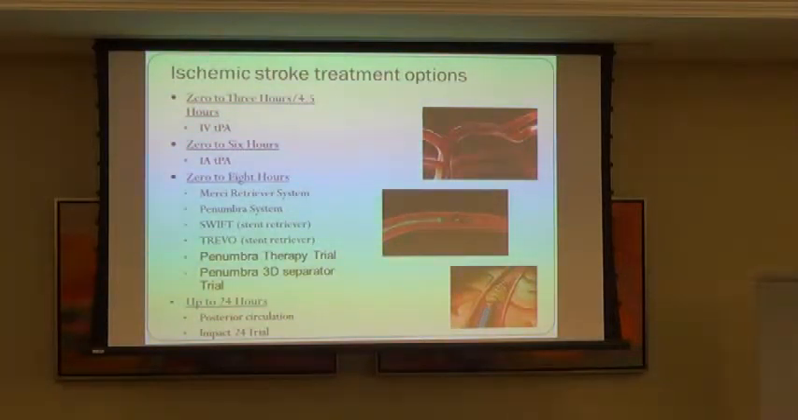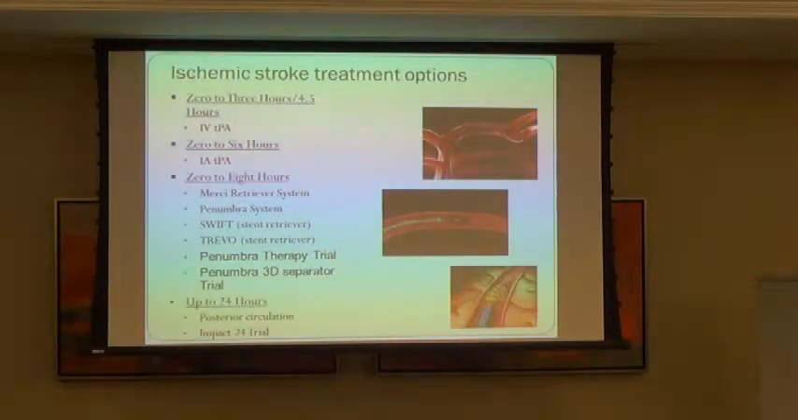So up to 3 to 4.5 hours is intravenous TPA. And then you go up to 8 hours, you can use the Merci retrieval device. We don't use that anymore. This came out, I used the first one in 2005, but in the last 2 years I've not used it because there are other devices that are now much better than that. We still use the Penumbra system, we use the stent retrievers.